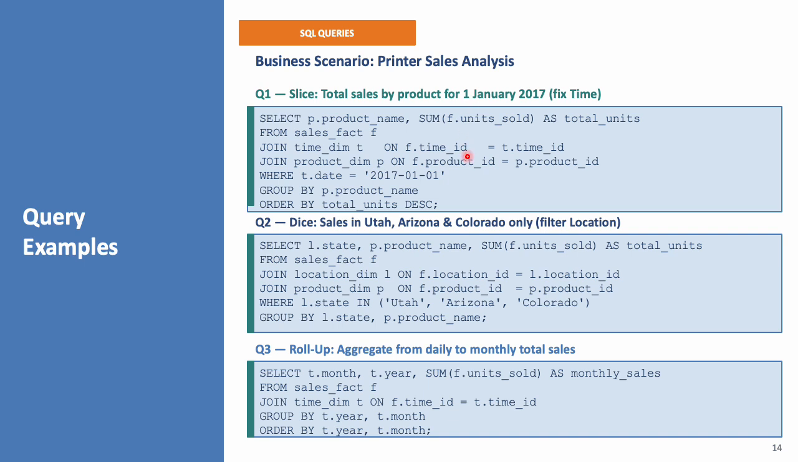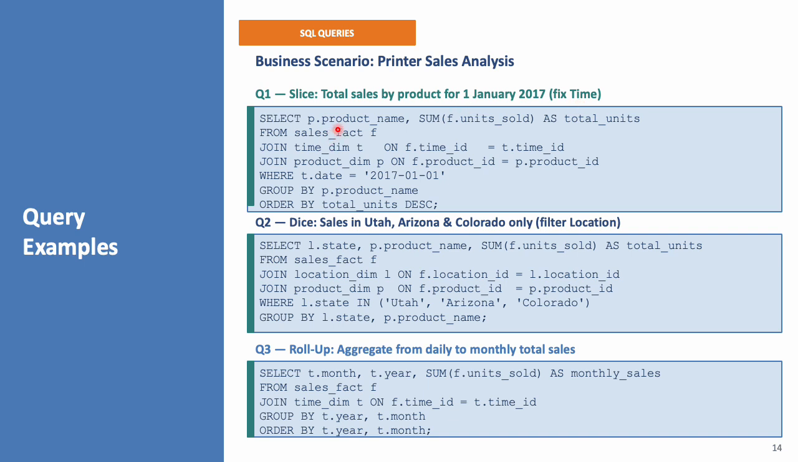This query implements the slice operation. We are fixing the time dimension to a single value, 1st of January 2017. It is asking total sales by product for 1st of January 2017. Basically, what total units were sold for each product on that day.